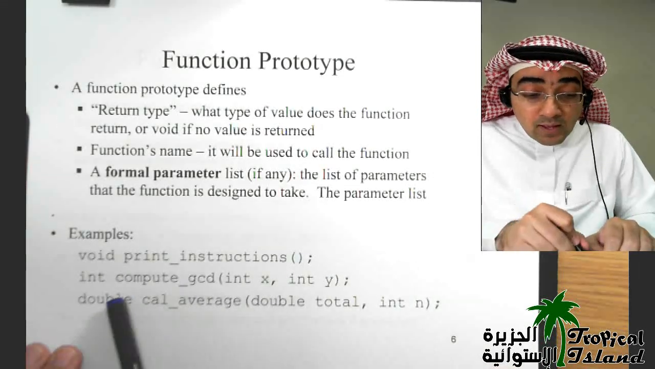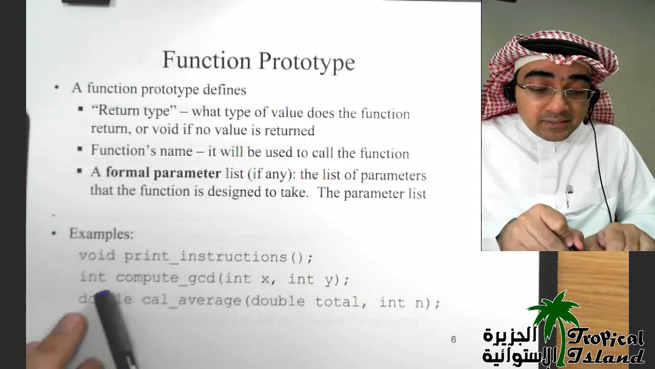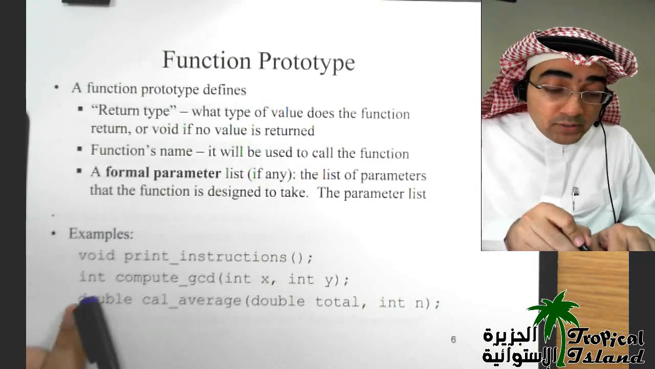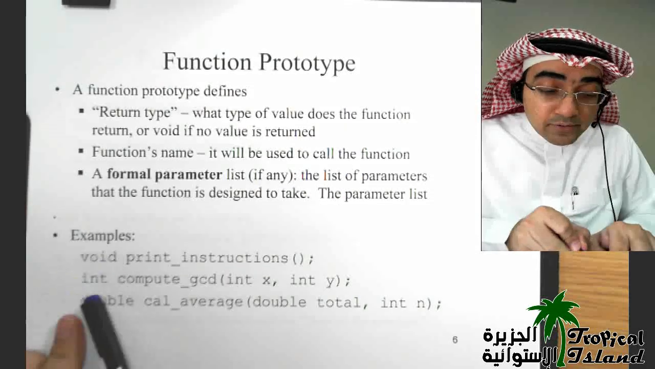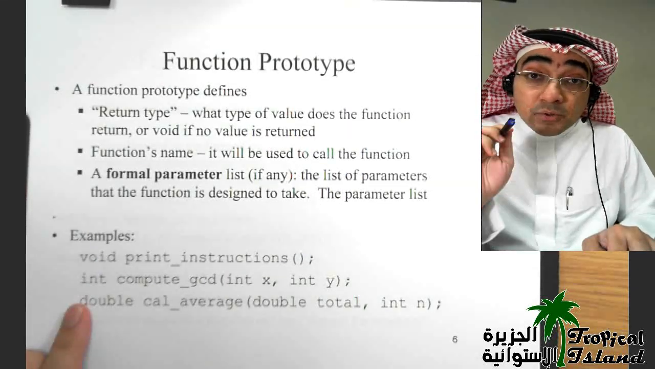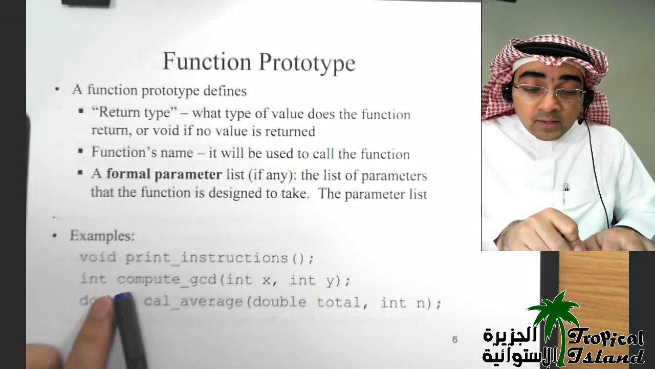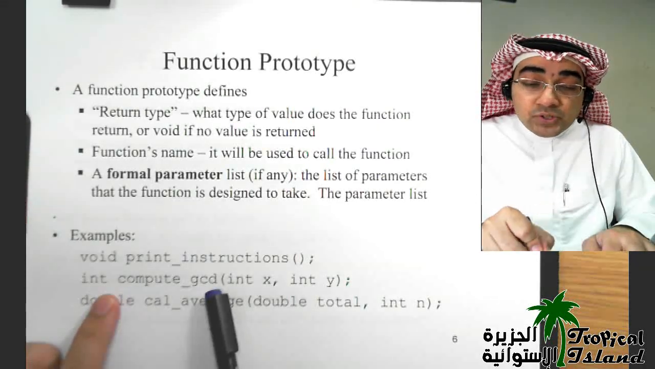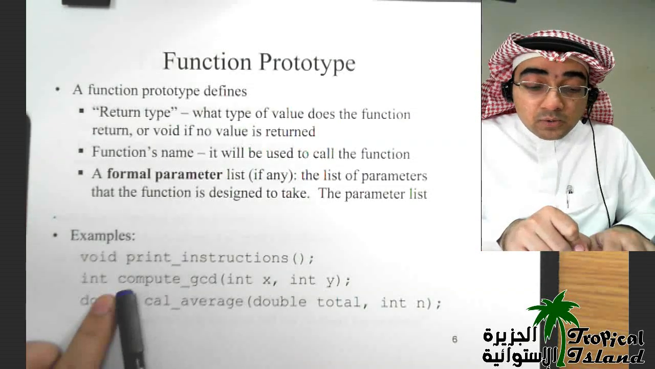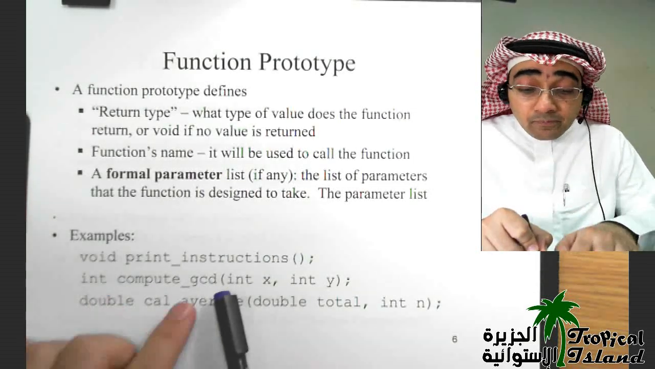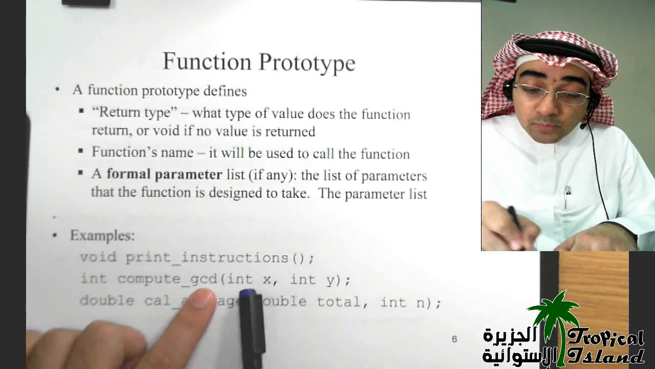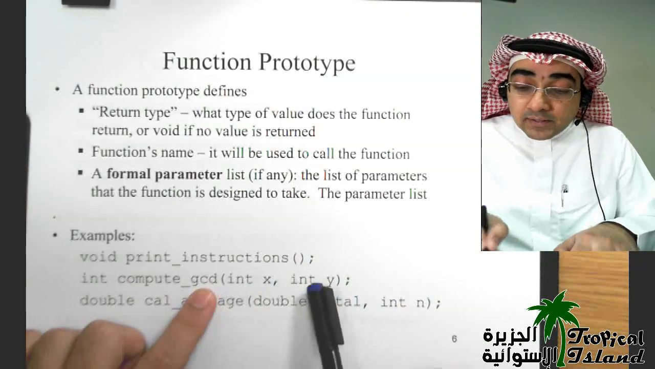Okay, another example here is int, and I'm telling the compiler, this is a prototype. So Mr. Compiler, you have a function whose return type is an int, so when it finishes, it will return an integer type. The name of the function is compute_GCD, and GCD stands for the greatest common divisor. So it's compute_GCD, and between brackets I give it two input arguments or formal parameters, int x and int y.